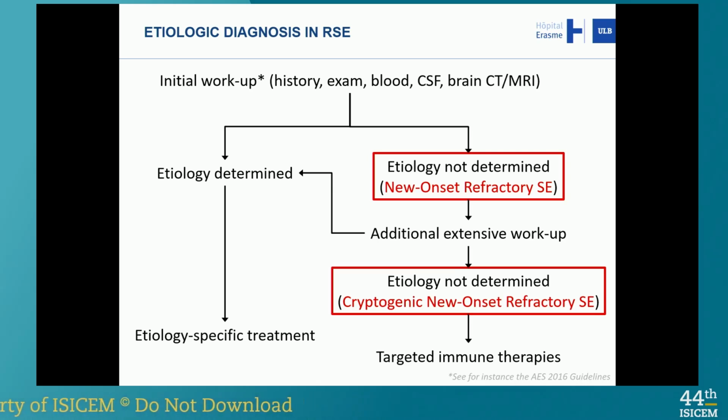just don't stop there. If the patient falls in this category of cryptogenic NORSE or cryptogenic FIRES, then there might be targeted immune therapies, tocilizumab, anakinra, and I think probably most promisingly, the intrathecal dexamethasone might be what you need to give to your patient to stop the seizure.